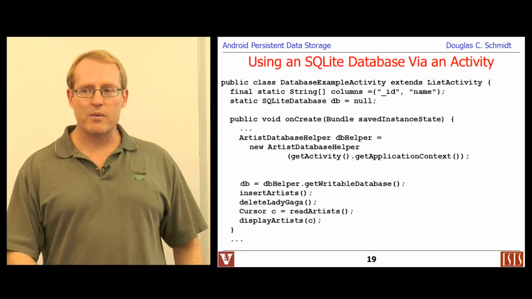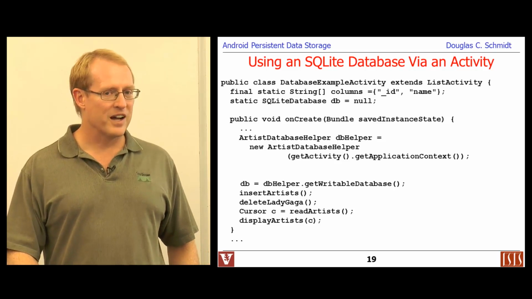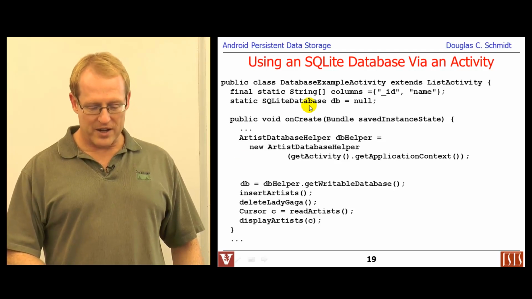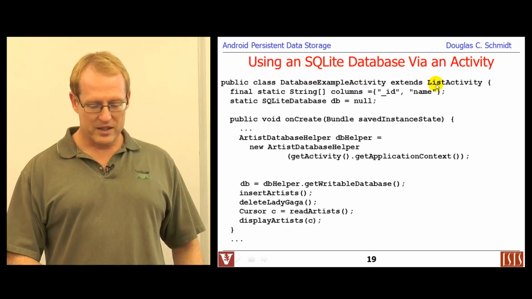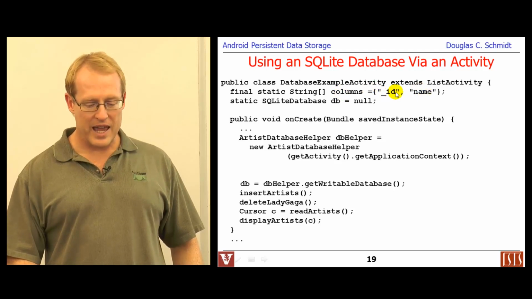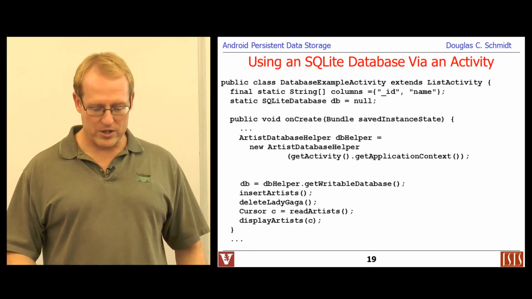So let's take a look and see how we might actually use this particular helper class that we defined in the context of an activity. As you see here, we're going to have an activity called DatabaseExampleActivity that extends ListActivity. And we're going to go ahead and define some columns. So we're going to have underscore ID and name. And those things we're going to use a little later when we do some of the operations here.